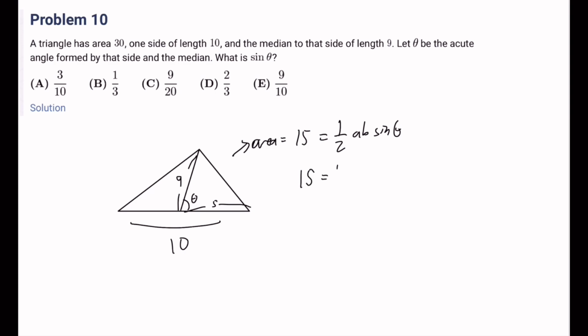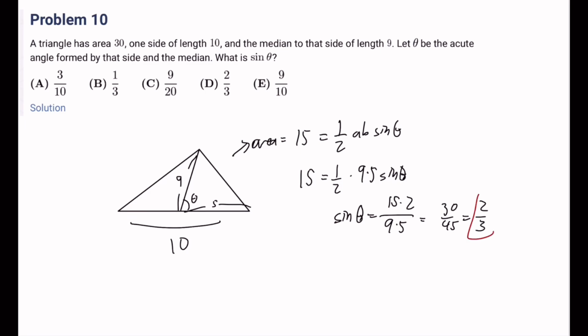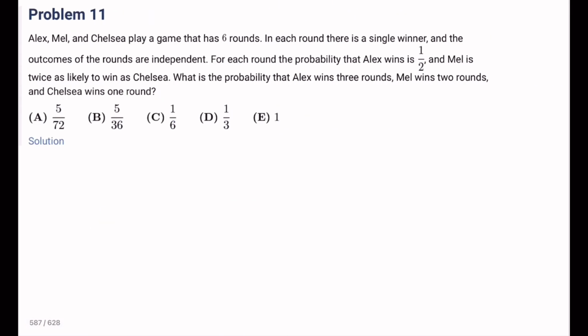So 15 equals 1/2 times 9 times 5 times sine theta. Therefore, sine theta equals 15 times 2 over 9 times 5. And that is going to be equal to 30 over 45, which is 2 over 3. So this is the answer. It's D.